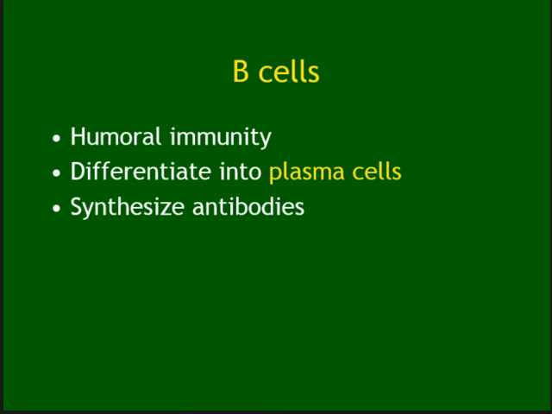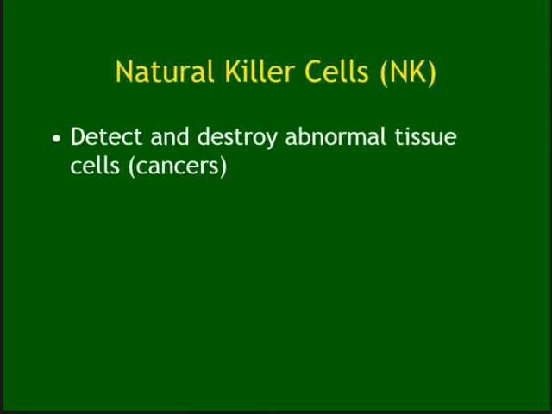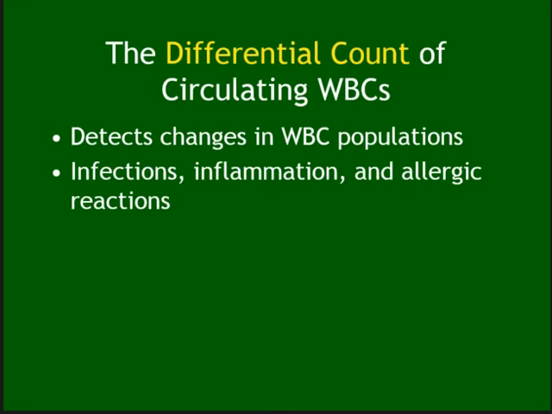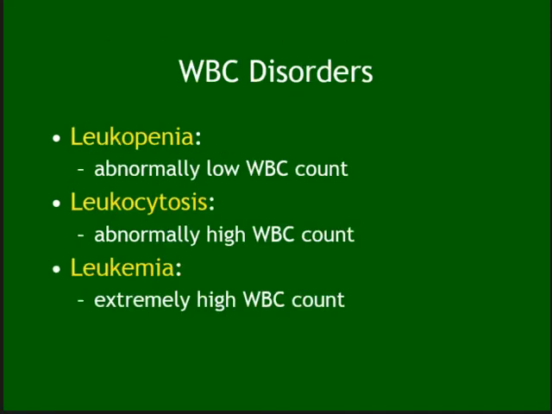Don't forget this. Natural killer cells will destroy your abnormal cells if they get cancerous or infected. If something happened, something like infection, inflammation, or allergy, you can tell by counting these white blood cells, and these are the abnormalities that can occur.